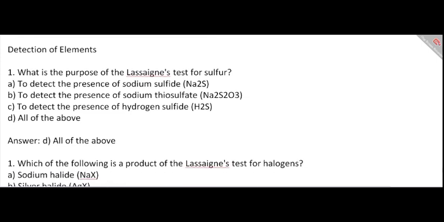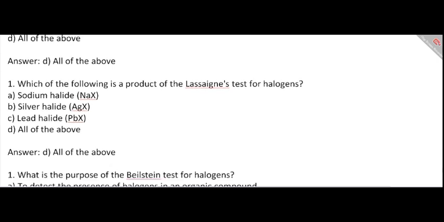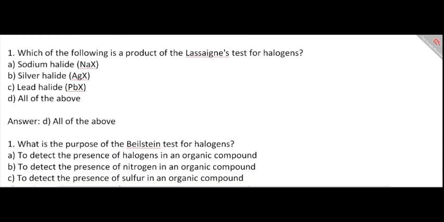Which of the following is a product of Lassaigne's test for halogens? Sodium halide, silver halide, lead halide: all of them are correct. Obviously they contain halogen, so we can use the same test to detect all of the given products. What is the purpose of the Beilstein test for halogens? To detect the presence of halogens in organic compounds, to detect the presence of nitrogen in an organic compound, to detect the presence of sulfur in an organic compound, to detect the presence of oxygen in an organic compound.